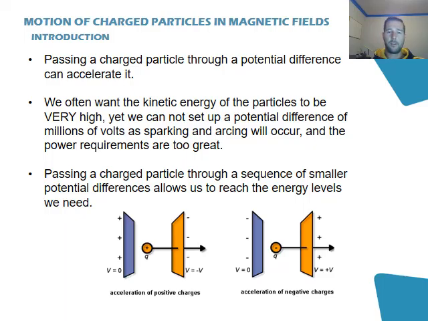Now, it is difficult to create a potential difference of the required magnitude due to the high energy requirements and the practicalities of it. However, to get to the order of magnitude that we need, which might be giga-electron volts, we can pass the charged particle through smaller incremental potential differences, and these smaller steps actually get us to where we need to be.